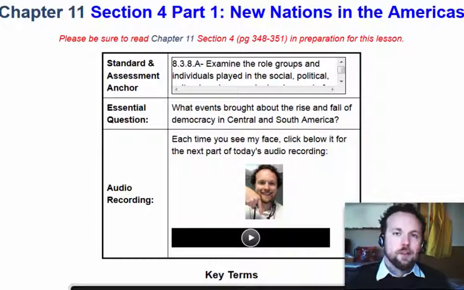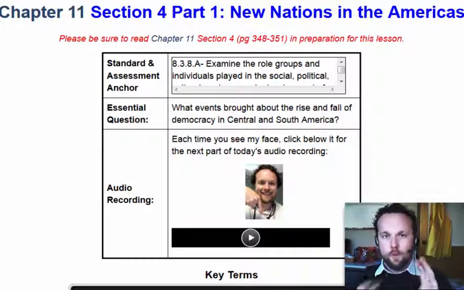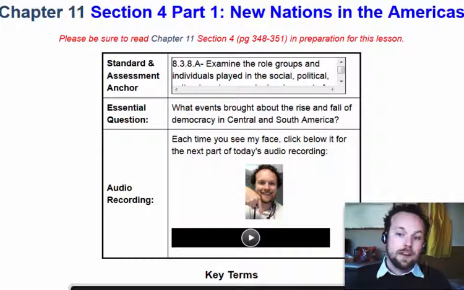This section has a lot of information, so I actually decided to split it into 2 days because it really kind of splits evenly. As you see, today we're looking at new nations in the Americas, and then the second half of that section will talk about how the United States gains Florida and some of the things that were done in response to what we'll talk about today.